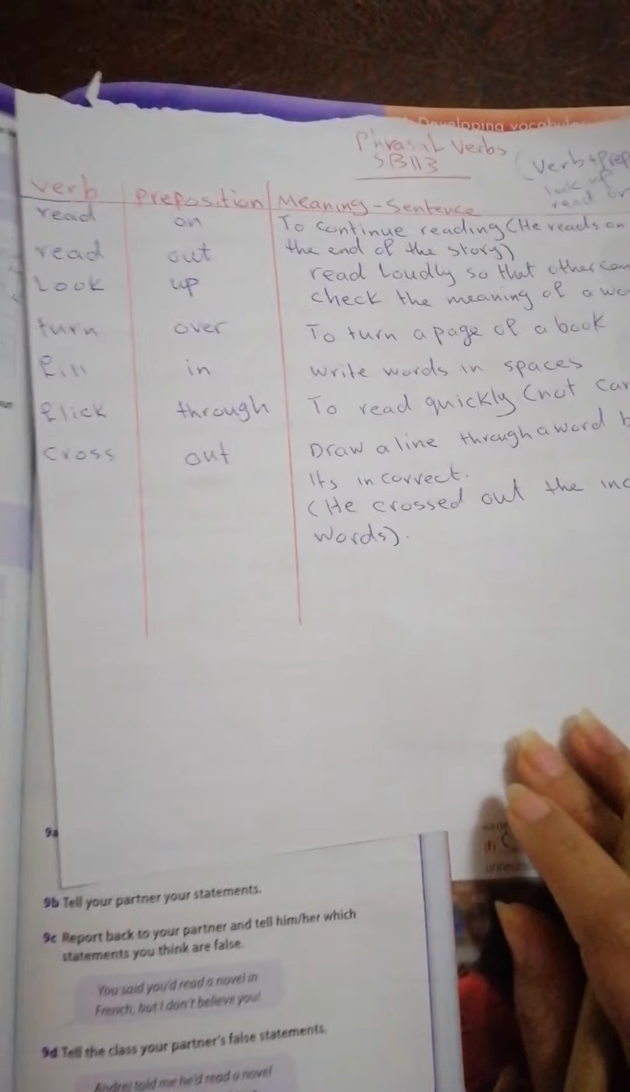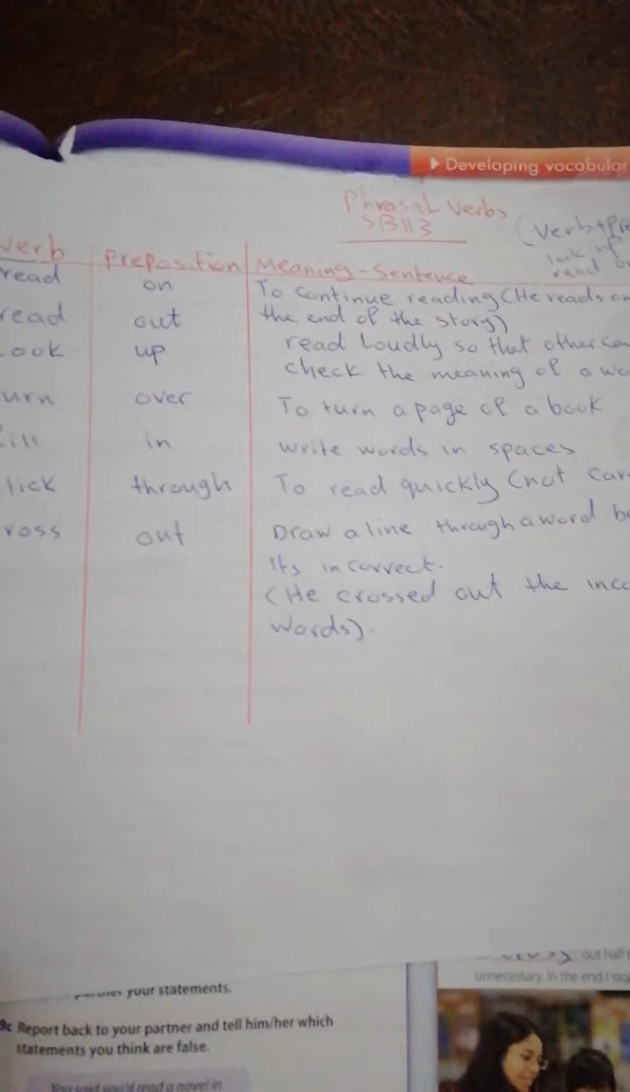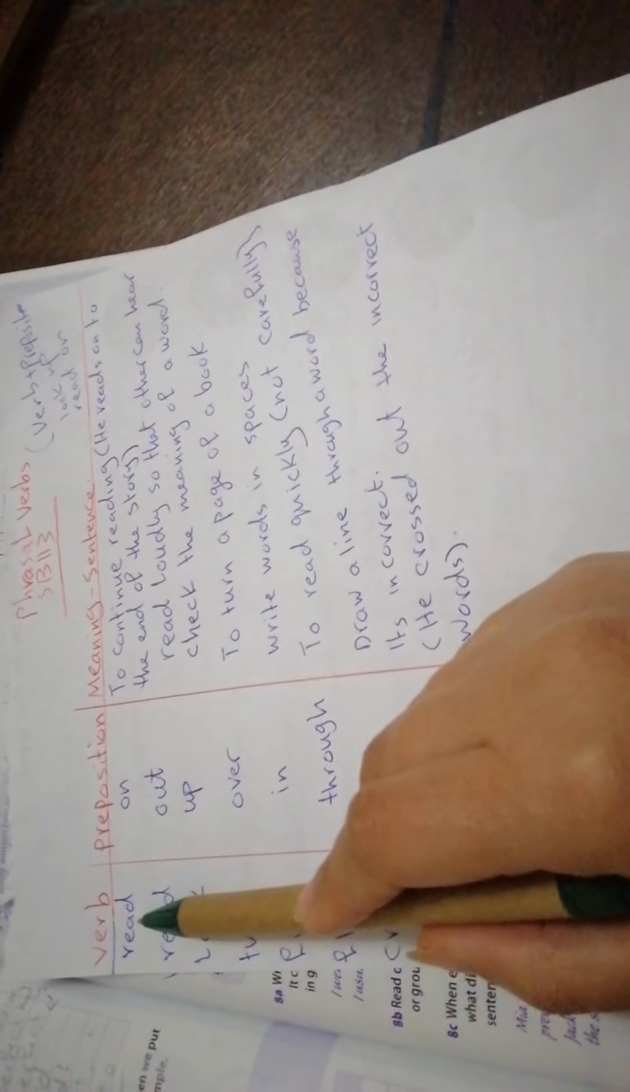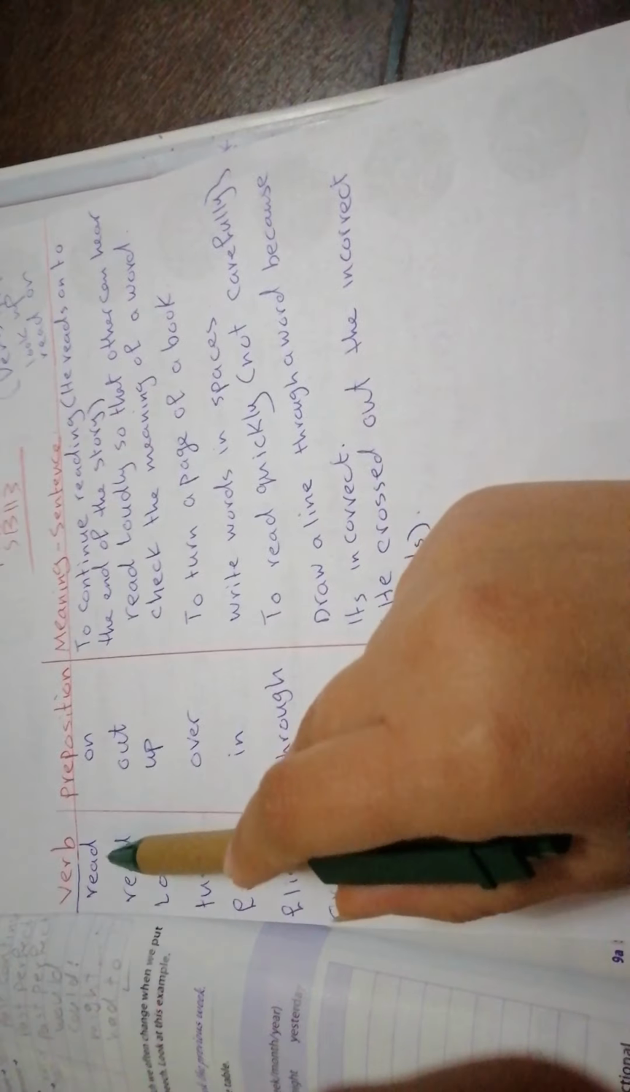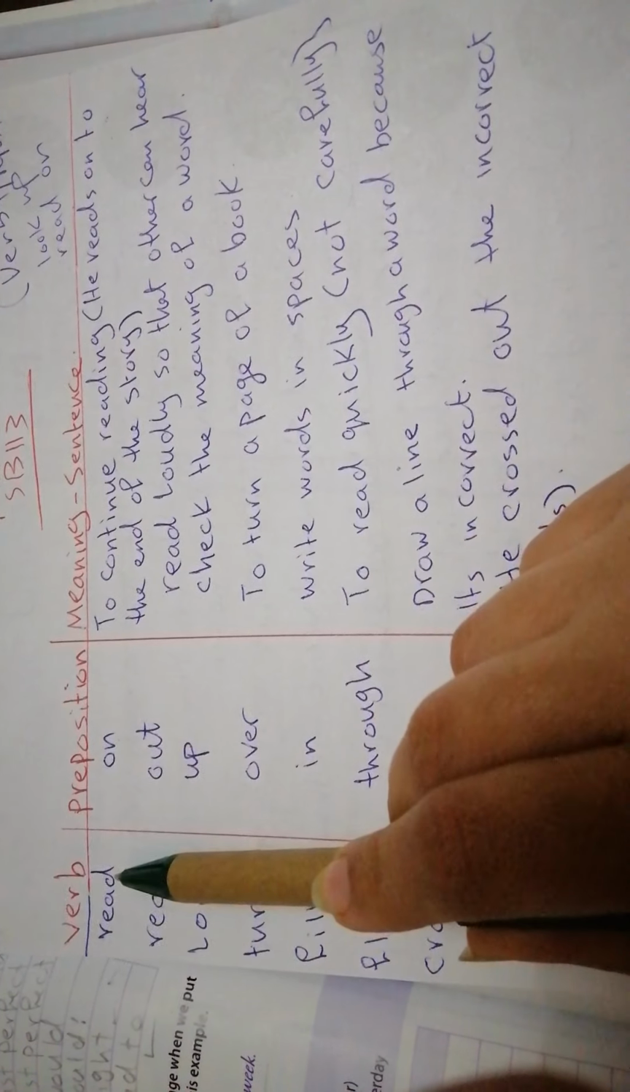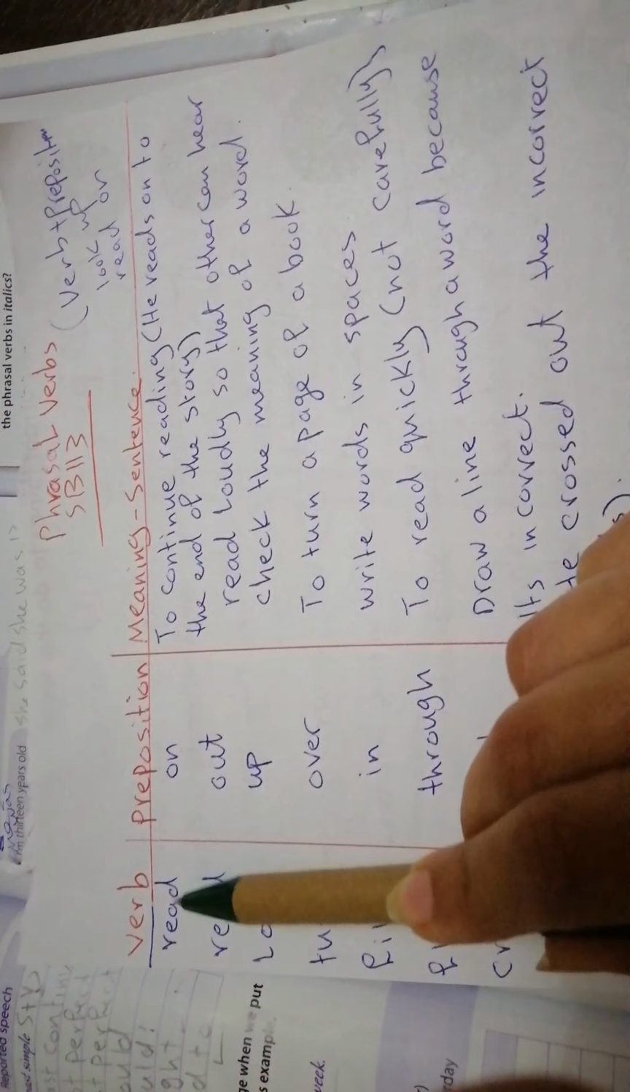Okay. Let's look at the paper here in front of us. Here, there is a table, as you can see. We have the verb and the preposition and its meaning, or how can we put it in a sentence? Okay. The first verb is read, okay? And we connect it to a preposition on, so that the phrasal verb is read on.